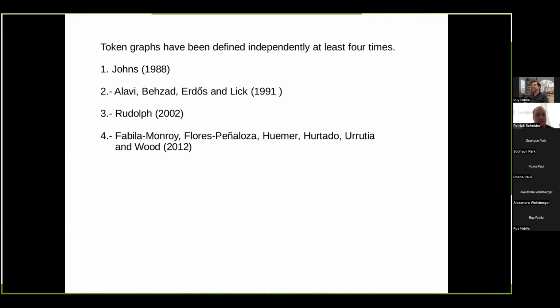Okay, thank you. So the Johnson graph is actually the K-token graph of the complete graph, right? Its vertices are all the subsets of size K, and 2 are adjacent whenever the symmetric difference has size 2.